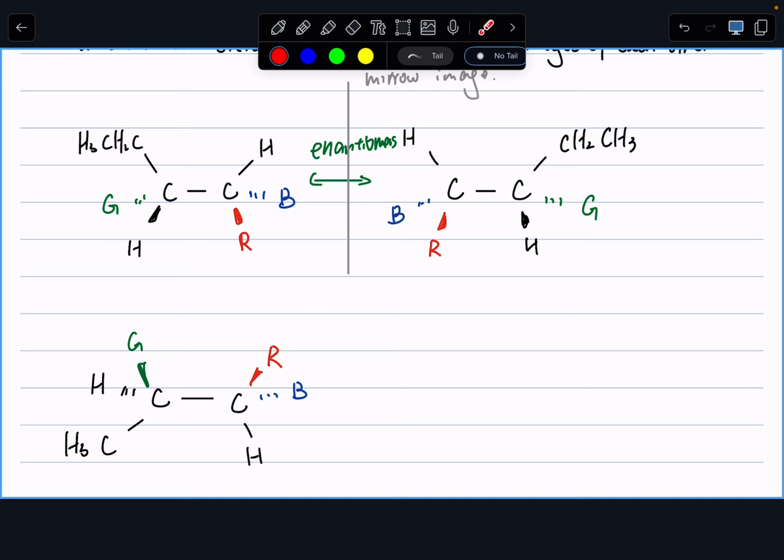Yes? Wait, which of the two images in the top are you comparing it to? The top ones are mirror images of each other. And then what I did is I took one of my models out and switched the position of the green one and the SO one. That becomes a diastereomer. Which one did you not change? The red, blue, and white, these I didn't change. I just switched the position of these two groups.